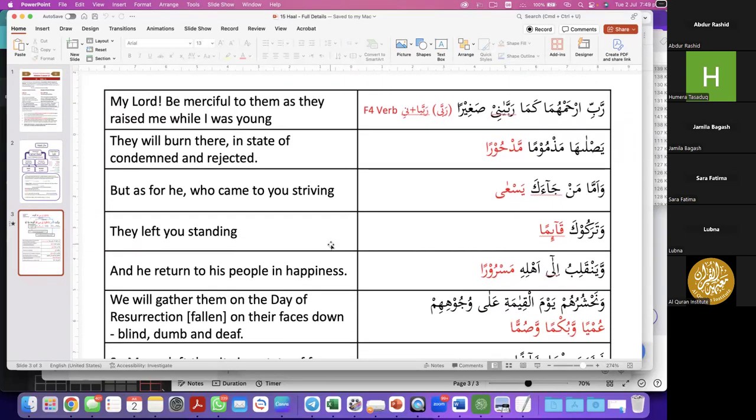Rabbirhamhuma. Okay? Irham is the Amr. Some of you already understood. Rahima, Yarhamu, Irham, the command. Rabbi, my Lord. Irhamhuma, these two people. Do Irham to these two people. Do you understand that?